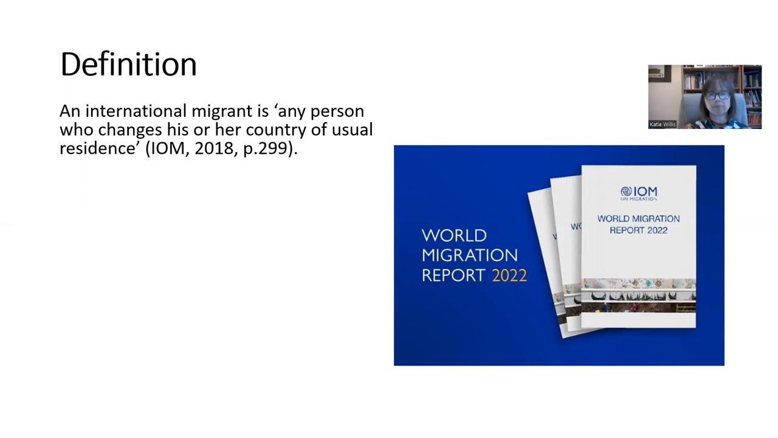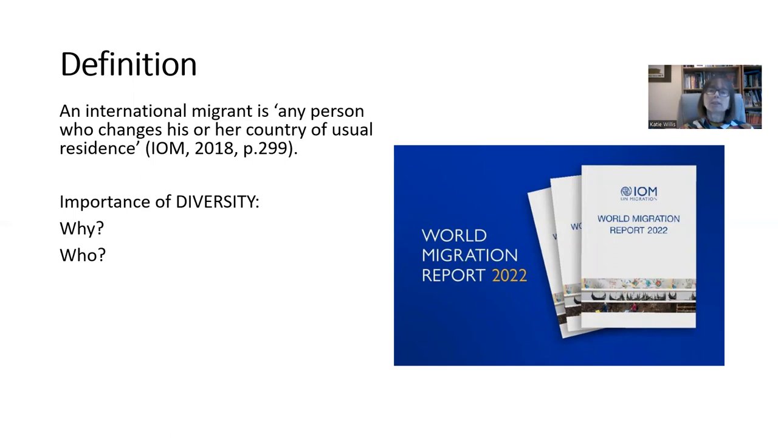The importance of diversity. Why do people migrate? We may have people who are migrating for employment, for education, for generally a better standard of living. They may be fleeing persecution or a natural disaster. They may even be being trafficked, so being forced to migrate.